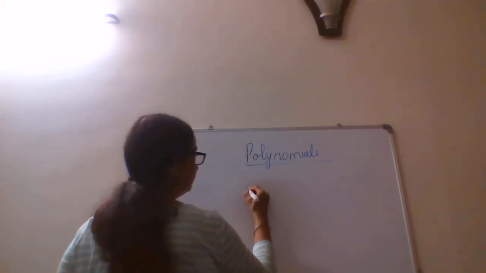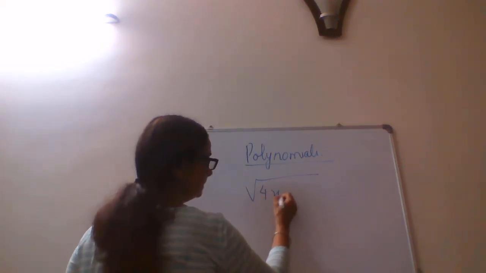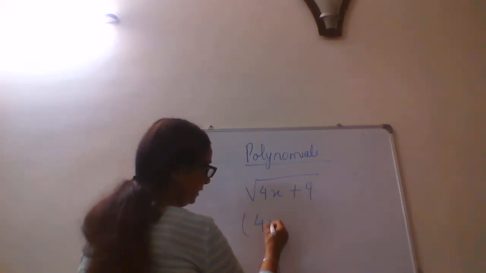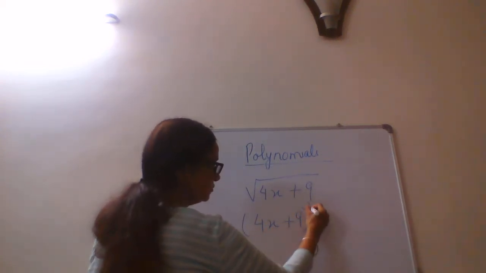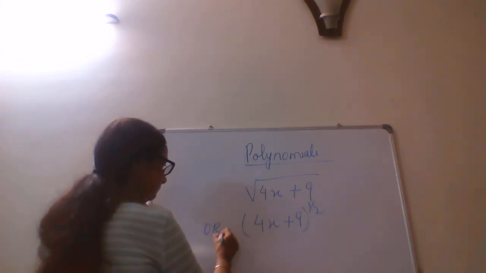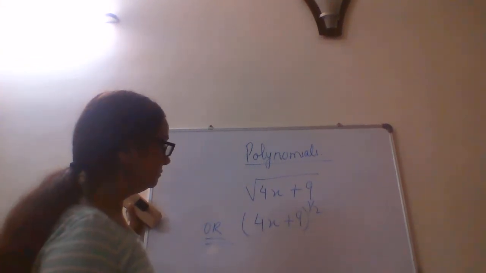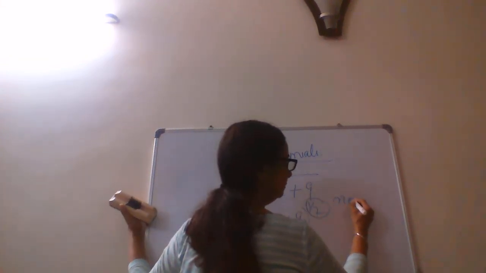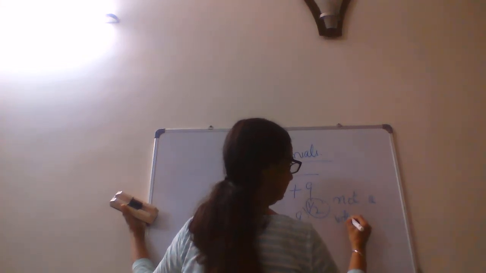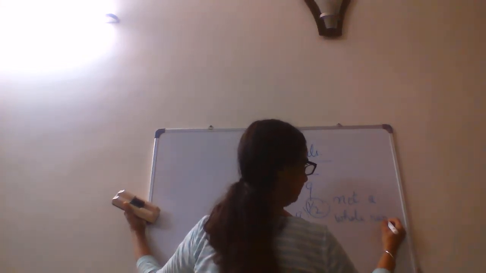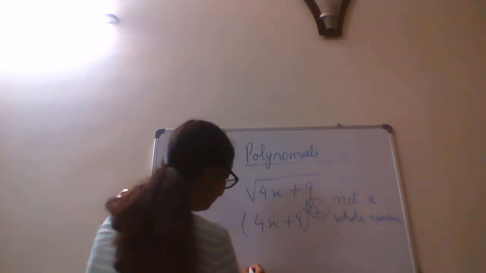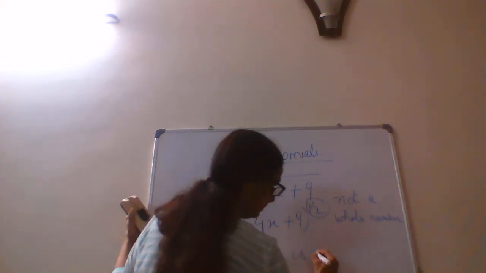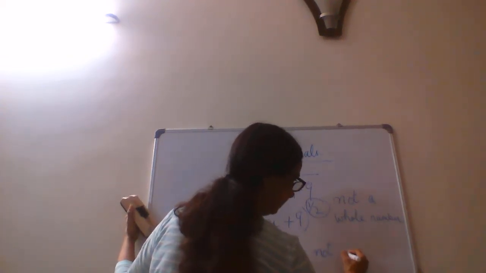Next, let's take one more example, and that will be the last one for you. 4x plus 9. Now, this can be written as 4x plus 9 raised to the power 1 upon 2. 1 upon 2 is not a whole number. Therefore, you people know it by now, this expression is not a polynomial.